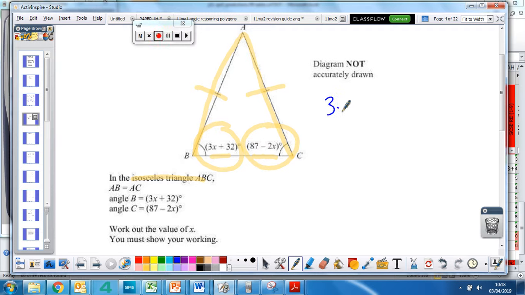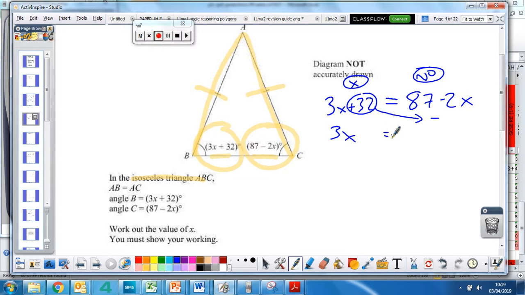So 3x plus 32 is equal to 87 minus 2x. We've now formed a very simple grade 3 equation. The forming it was the tricky bit. Now the solving it is child's play. So we want our x's on the left because they're the most of them. We want our numbers on the right. 3x is okay. Plus 32 shouldn't be here. So we send it to the other side where it becomes minus 32.